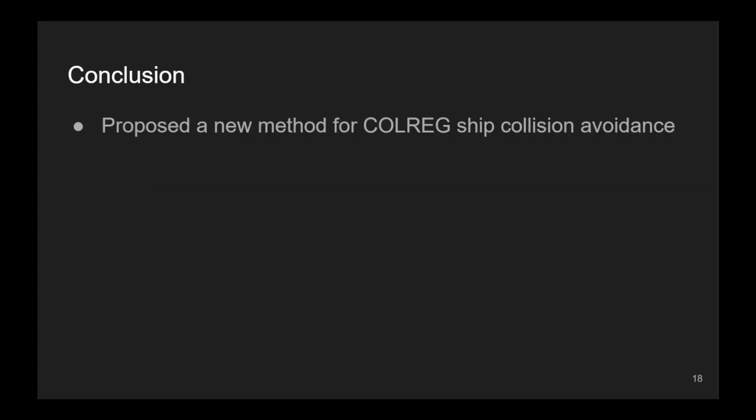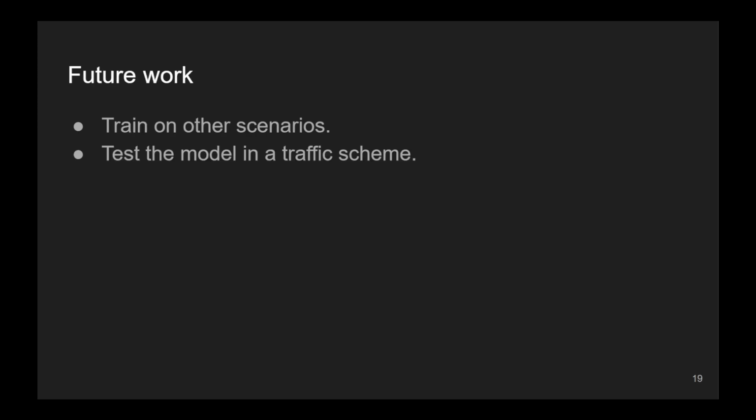So in conclusion, we have proposed a new method for COLREG ship collision avoidance. In the future, we want to train the agent for all different scenarios. We also want to test the model in a traffic scenario where multiple ships are present and see if our model can avoid the ships that are currently around, and whether it can successfully reach the destination while avoiding all the other ships.